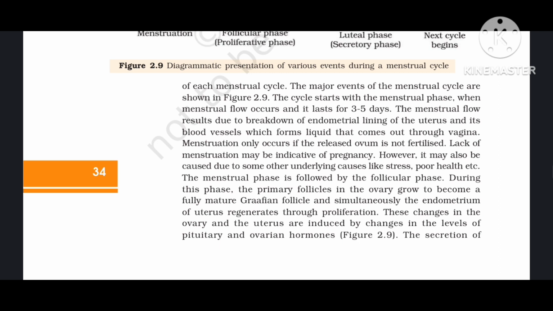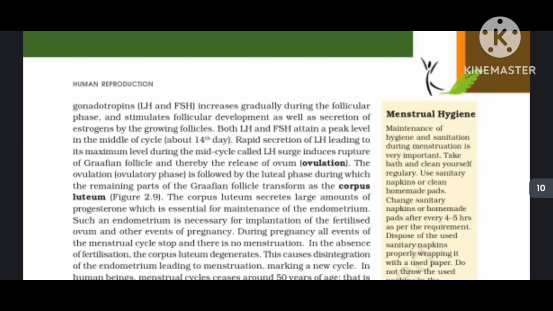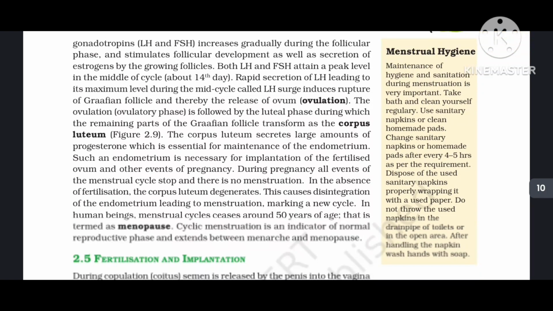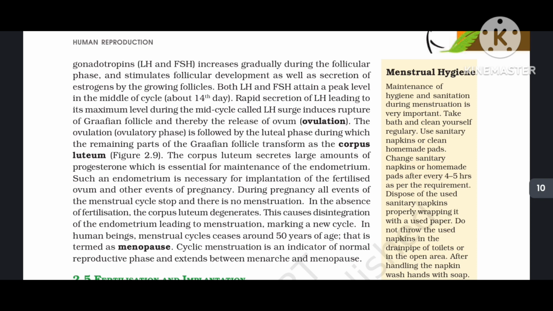The menstrual phase is followed by the follicular phase. During this phase, the primary follicles on the ovary grow to become a fully mature Graafian follicle, and simultaneously the endometrium of uterus regenerates through proliferation. These changes in the ovary and the uterus are induced by changes in the levels of pituitary and ovarian hormones. The secretion of gonadotropins LH and FSH increases gradually during the follicular phase and stimulates follicular development as well as secretion of estrogen by the growing follicles. Both LH and FSH attain a peak level in the middle of cycle, about 14 days.